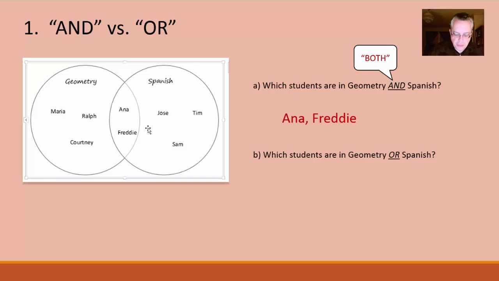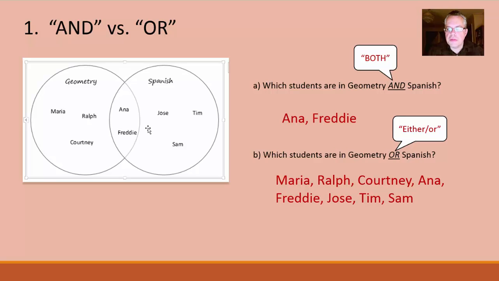The one that confuses people is the word "or." Which students are in geometry or Spanish? In math, that would mean that they are in geometry or in Spanish or in both. It's anyone who's found in the geometry circle or the Spanish circle. So in this case, it would be all the students: Maria, Ralph, Courtney, Anna, Freddie, Jose, Tim, and Sam. All of them are either in geometry, Spanish, or in both. So, "and" means both, "or" means either set or both.